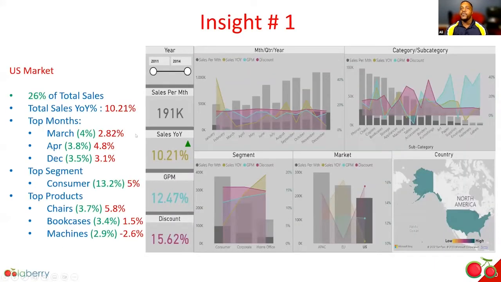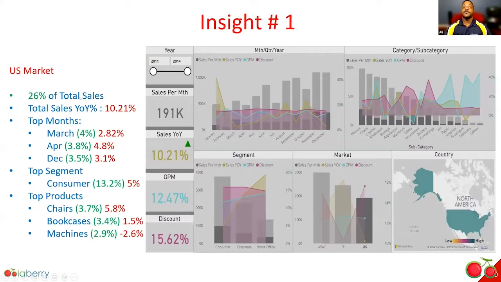So now, back to our US market that we just spoke about. The US market is actually 26% of total sales. Year over year is 10.2, okay? What we've done here is we have it filtered by US, and we look at the months and we see what are the greatest opportunities of improvement. We have March, April, and then December, which are all the lowest ones.